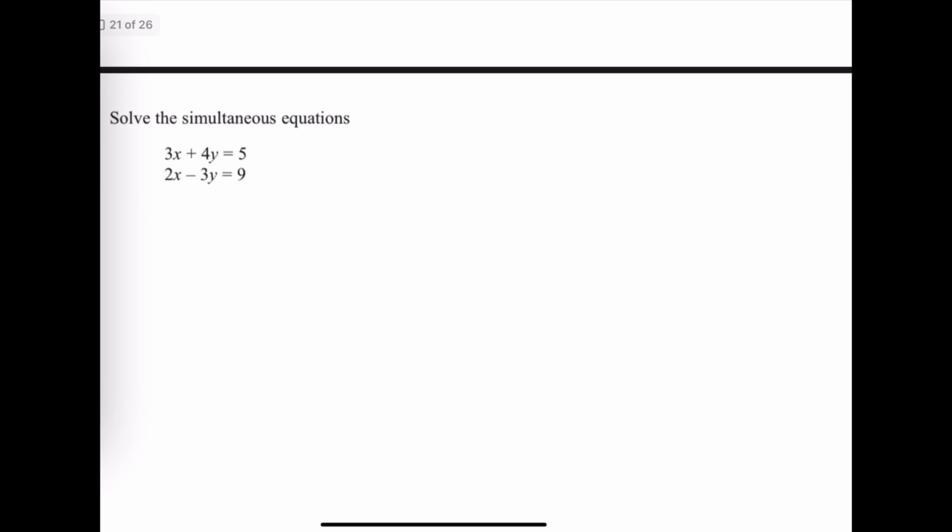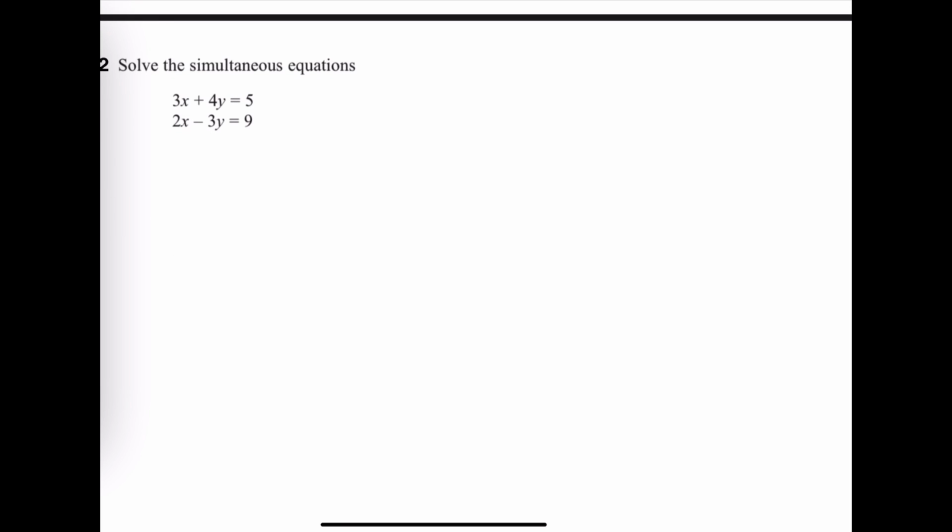So now the last question. Solve the simultaneous equations 3x plus 4y equals 5 and 2x minus 3y equals 9. What we're going to do is try to make the x the same number. So we want to make it 6x. The first thing we are going to do is times the first equation by 2 and the second by 3. Remember, if you're timesing one, you have to times every term in that whole equation.